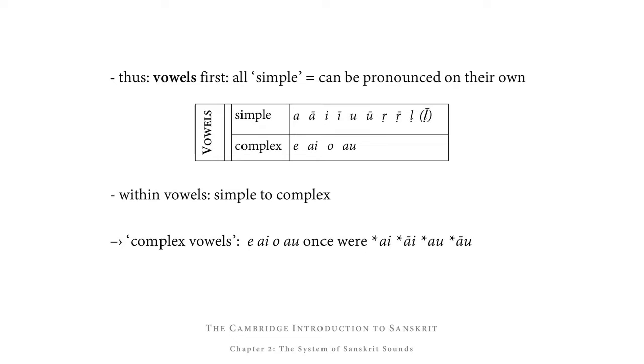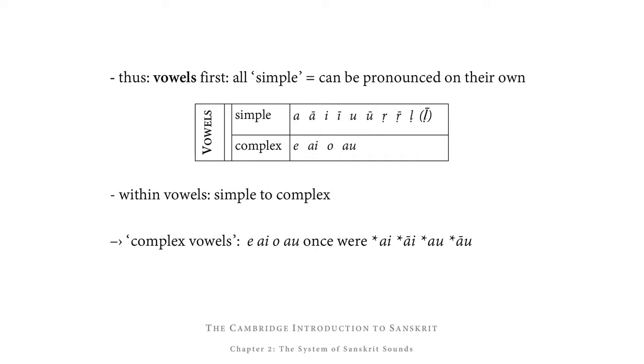Now let's look at the vowels. Within themselves they are also listed according to the principle of simple to complex and also according to back to front. So we find simple vowels, single vowels, listed first: a, i, u, r, l. And then we find complex vowels: e, ai, o, au.